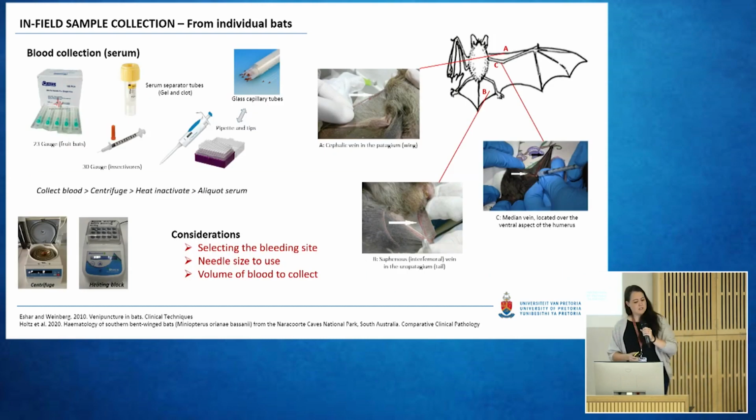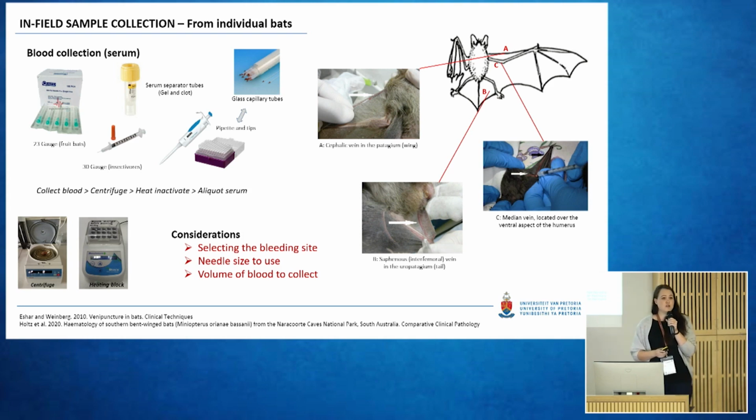For blood collection, we do that to collect serum, and serum is then used in serological studies to look at antibodies of different pathogens that we want to study. So things that you will need for blood collection are needles to make the little hole where we can collect the blood from, serum separator tubes to split your serum from the blood, then pipettes and pipette tips, but you can also use glass capillary tubes.